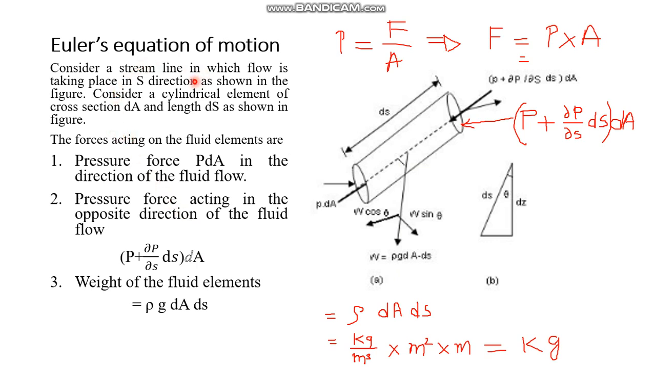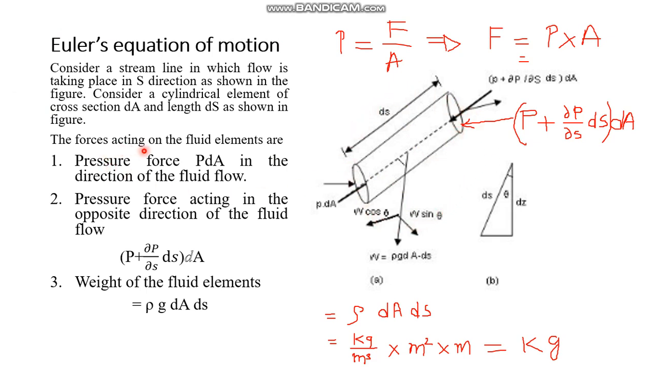For deriving Euler's equation, first I will consider a stream of water or any fluid which is flowing in this direction, shown by this arrow mark, that is, in the S direction. In that, I am considering a tiny cylindrical element of cross section dA and length ds. I am considering this element for my analysis, to analyze the forces which are acting on this cylindrical element.